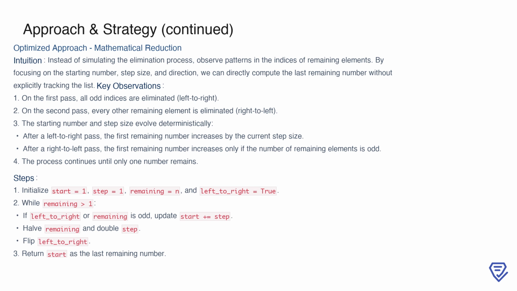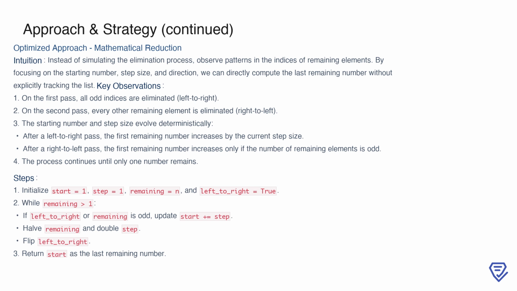Crucially, the starting number, step size, and direction follow deterministic rules. After a left-to-right pass, the first remaining number increases by the current step size. For a right-to-left pass, this increase happens only if the number of remaining elements is odd. By leveraging these patterns, we can directly compute the last remaining number without ever constructing the full list.